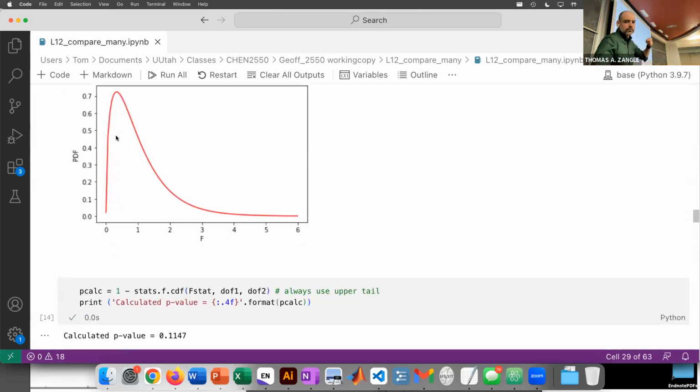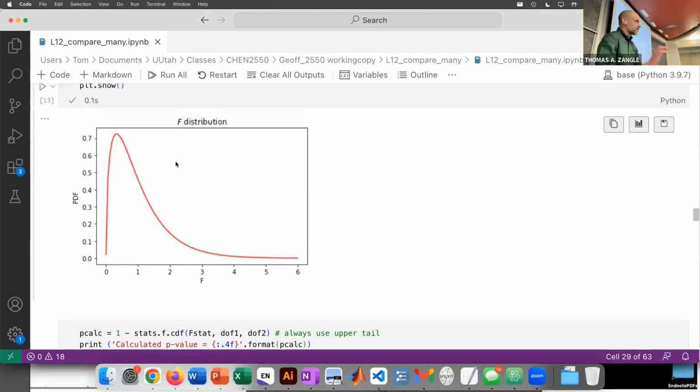Okay, so for those particular sets of degrees of freedom, this is what our F distribution looks like. If we were to plot this, it's different from the normal, different from the T. It's just a different distribution parameterized by those two values. And earlier we computed the F statistic based on our values for the difference between the means and the variation within each group. The ratio of those two things gave us the F statistic.